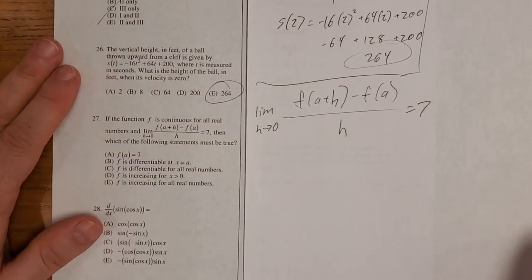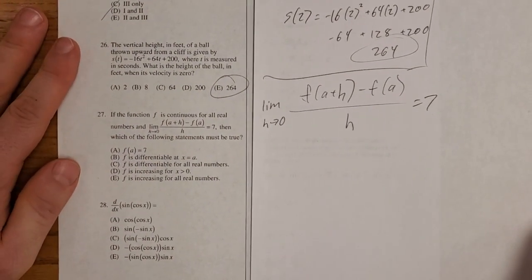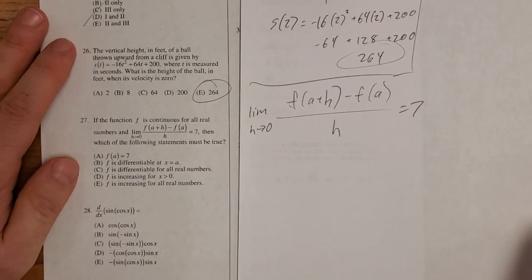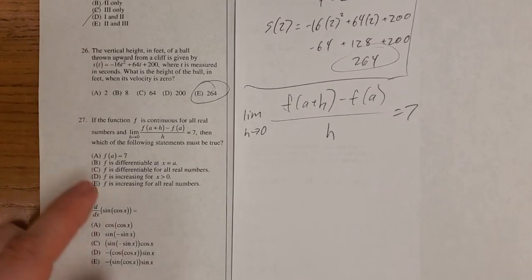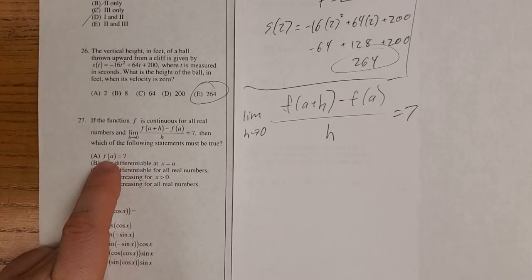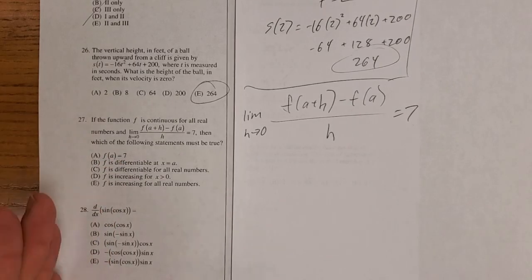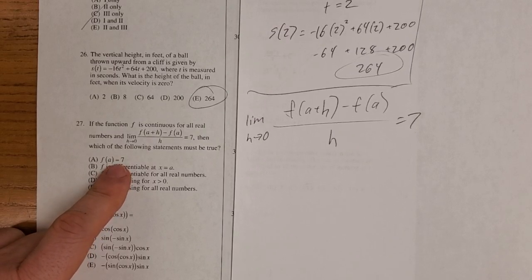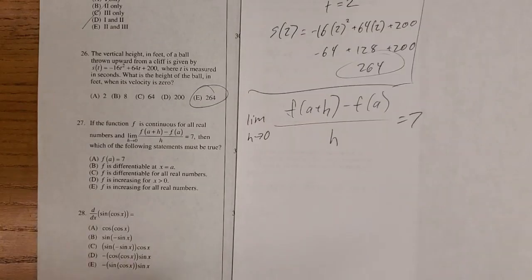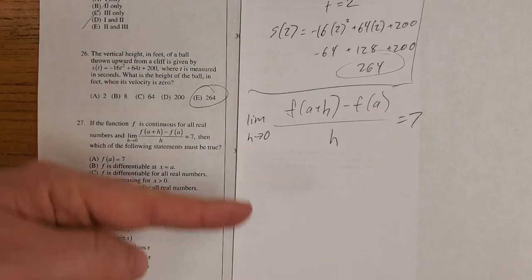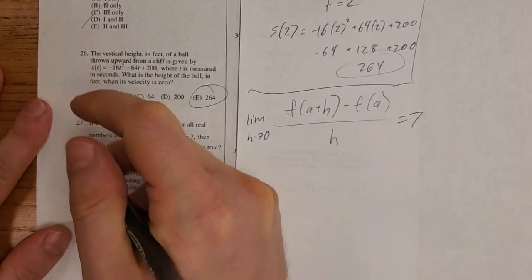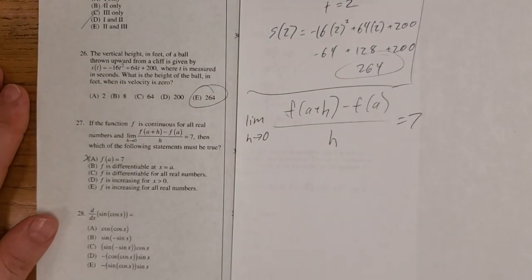So let's see what it's asking us. Which of the following statements must be true? Okay, is the function at the x value of a equal to 7? We don't know that for sure. We know the slope there is 7, but that doesn't tell us that it's at y equals 7. So I don't think it's going to be that.